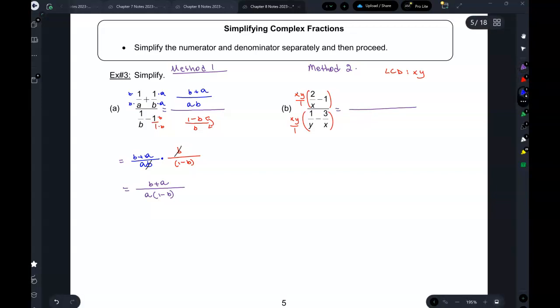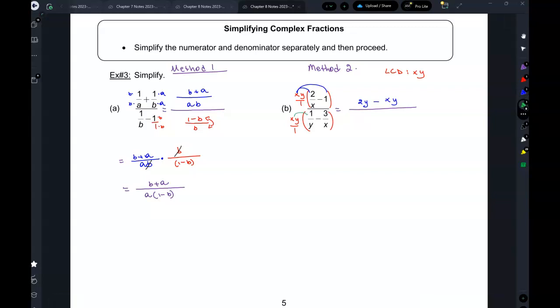Okay, so take a look at what we're going to do, guys. Be careful here. I'm going to distribute this. So xy times 2 over x, right? What happens? The x's cancel and I get 2y. Minus xy times 1 over y. Oh my God, the denominator completely went away. Of course it did, because I multiplied through by the LCD. Okay, it's like black magic, right?